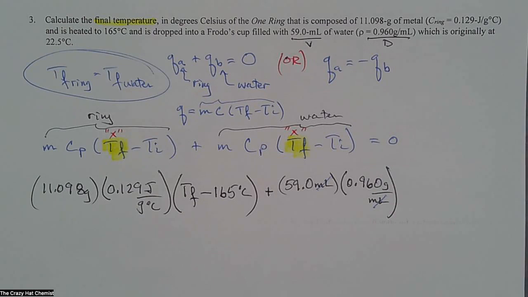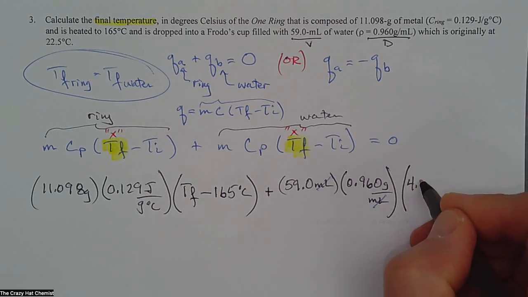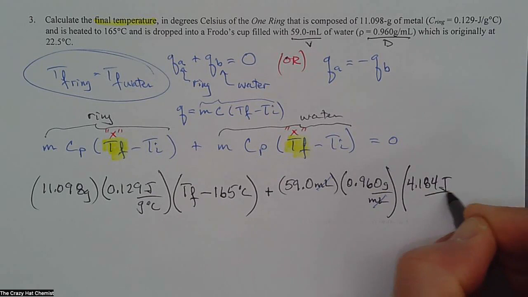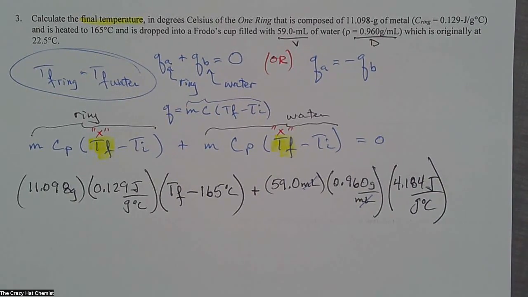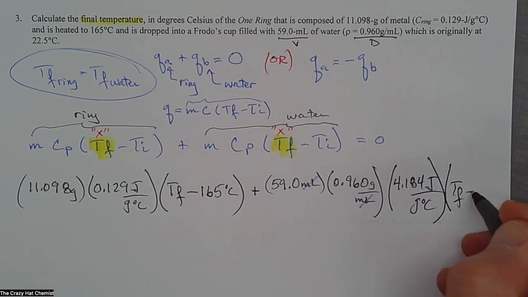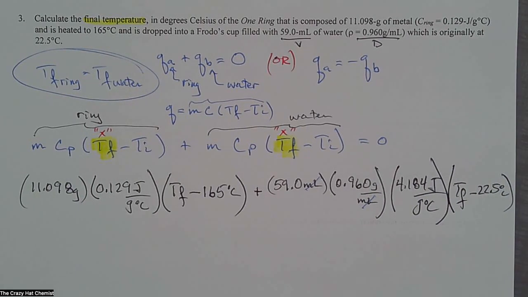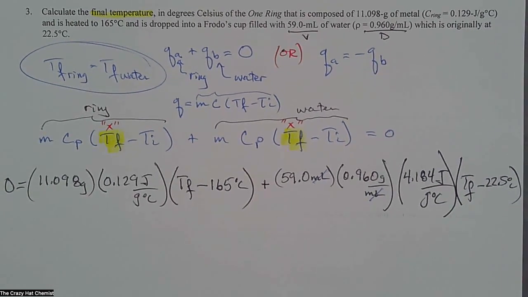Now I'm going to use the specific heat capacity for water, which was mentioned earlier in this unit, 4.184 joules per gram degree Celsius. I'm going to slide this over just a little bit because I'm going to need all the paper I have. And then the final temperature minus the initial temperature, 22.5 degrees Celsius for the water. I'm going to put the equals 0 here on the left-hand side real quick so that you can see that this whole thing equals 0.